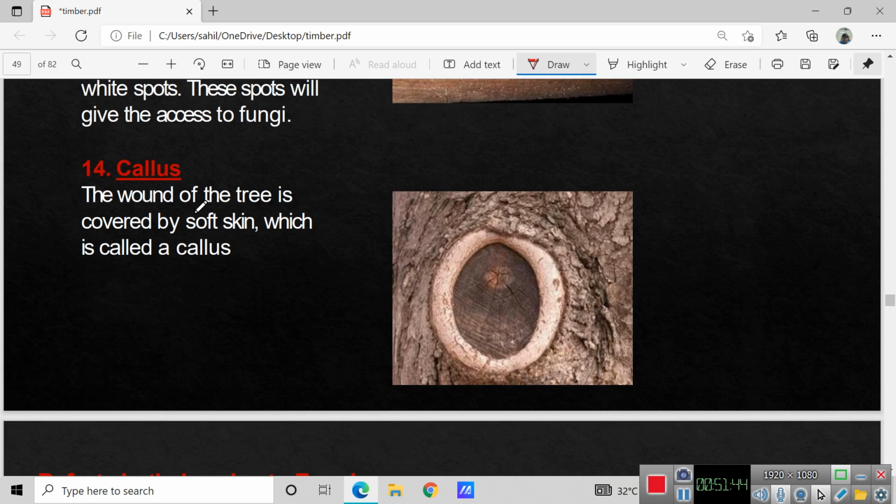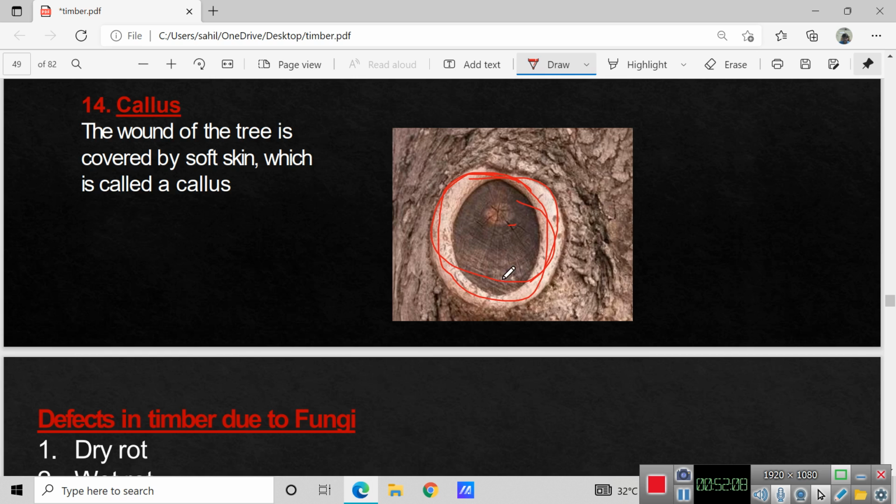Callus. Now callus is the wound of the tree covered by soft skin, which is called callus. Here you can see this is a soft skin, which is called callus. It is basically formed when a branch or stem is cut from here, and the tree may not recover from that shock. After that, a special structure like this is formed. This is known as callus.